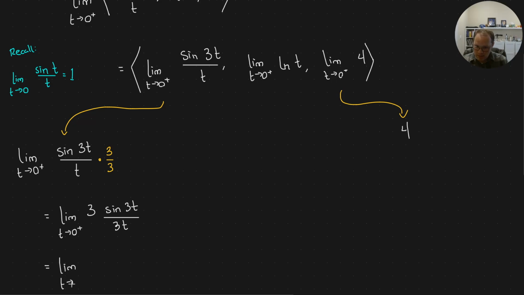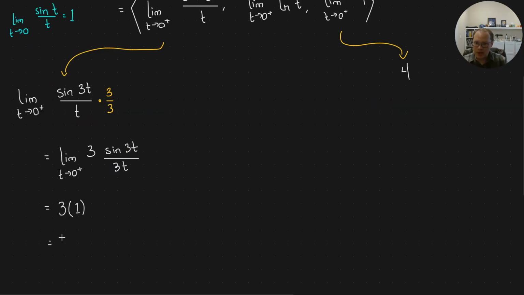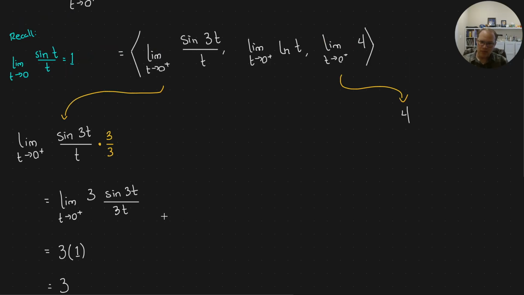And so what that means, let's see, we could drop the limit now. We're going to take the limit. We get the 3 in front. And then this limit, as t approaches 0, since what's inside the sine and what's in the denominator are approaching 0 at the same speed, we're going to get 1. And so the limit is 3. So we got that limit. Brilliant. Okay, so that's 2 down, 1 to go.